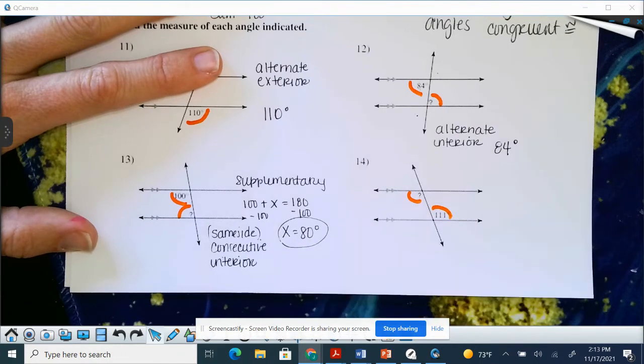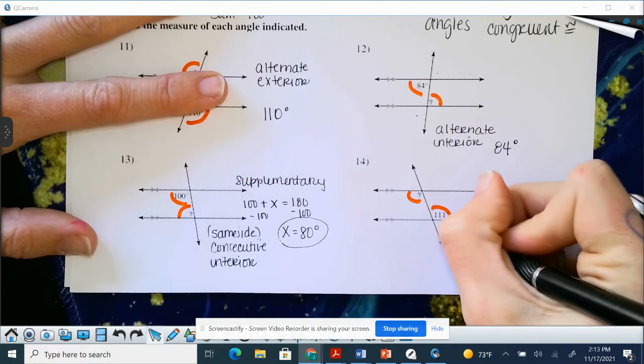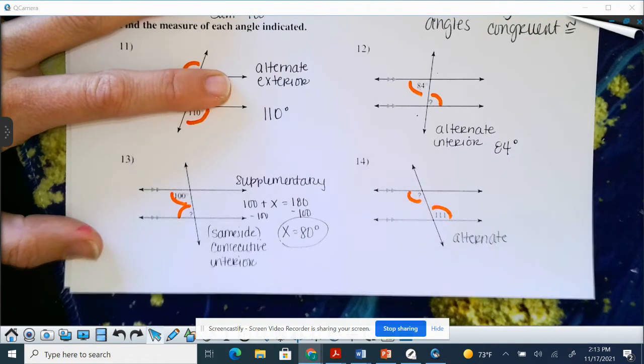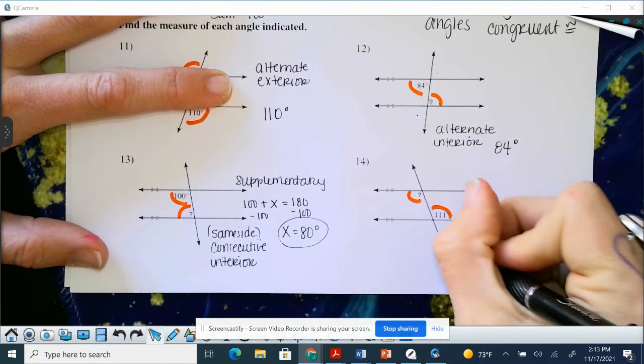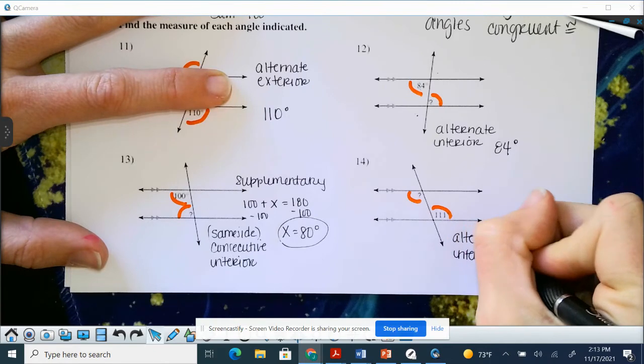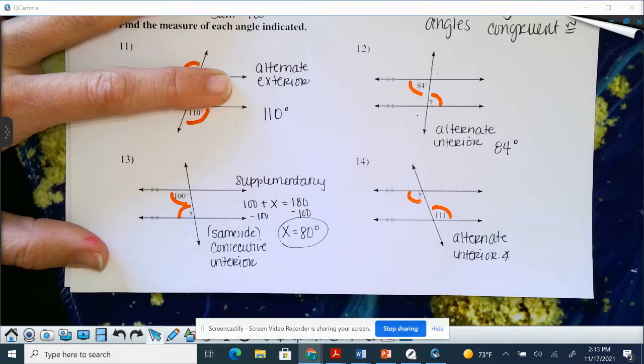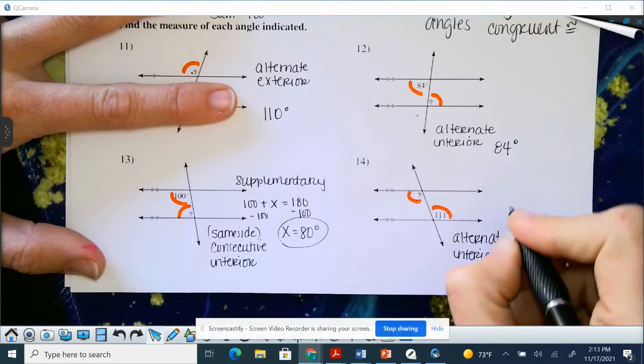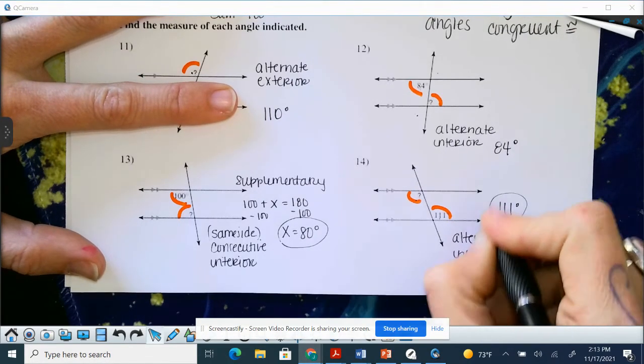So looking at our next set, on either side of the transversal, so we know it's an alternate because it's alternating all on that transversal, and they are on the inside, so alternate interior angles. And that means those are congruent. So because this is 111 degrees, this is also 111 degrees. So our answer for this one is 111 degrees again.